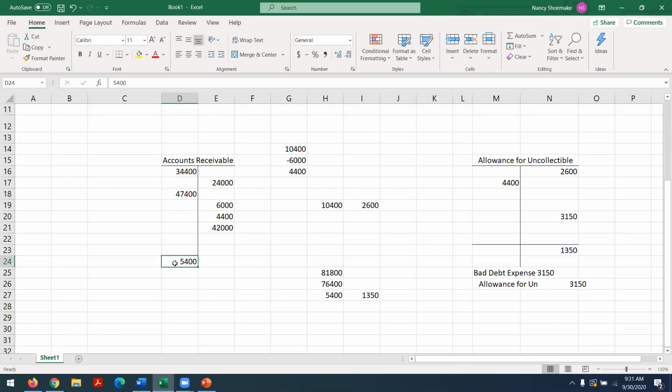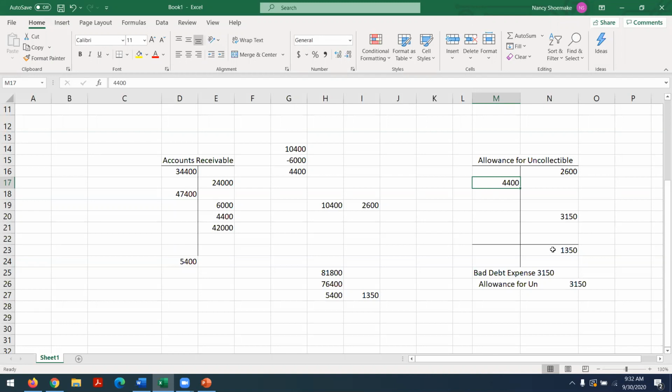25% of this number they say is not going to be collected. So 25% of 5,400 is 1,350. That's what we want this balance in our allowance for uncollectibles to be: $1,350. In order to make that balance $1,350, we have to plug in a number based on what really happened the year before. The year before, we estimated an allowance to be $2,600. But our actual write-offs ended up being $4,400 with a debit balance in our uncollectibles.